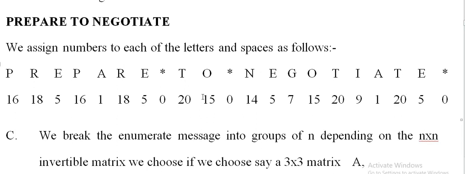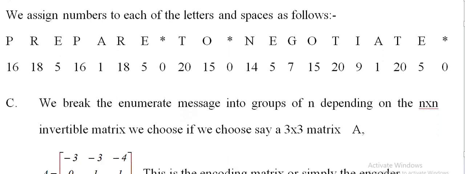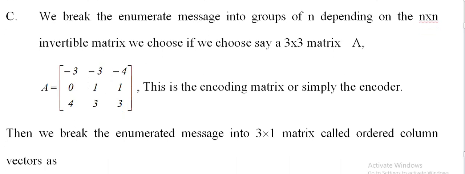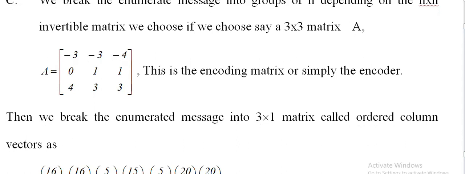When you have done that, you break the enumerated message into groups of n, depending on the n by n invertible matrix we choose. In this case, this is the matrix we have chosen, and it is invertible because the determinant is not 0. We use this matrix to encode the message. This is the encoding matrix, or simply the encoder.